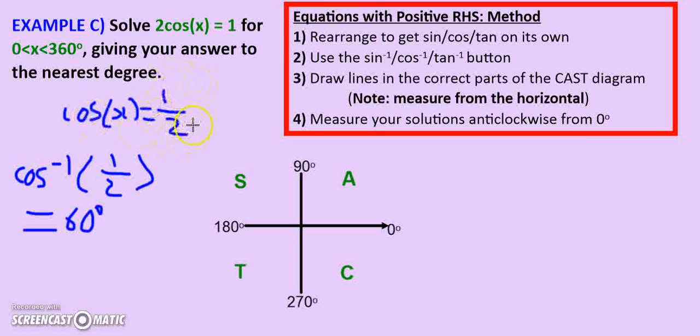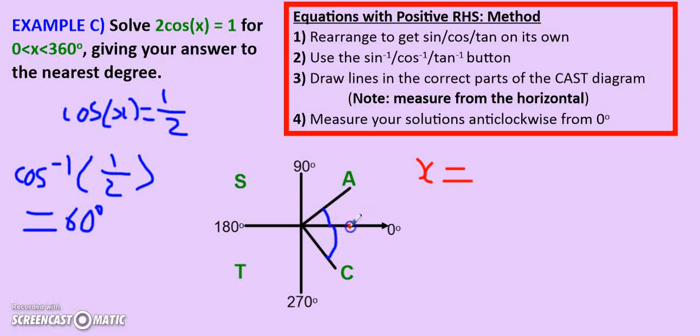Well, cos x is a half. It's a positive value, so that can happen where all three are positive, or it can happen here where cos is positive. And these ones have to be marked from the horizontal. So that's 60 degrees in there and 60 degrees down from there. So that gets us ready for step 4, which is to measure our solutions anti-clockwise from 0. Remember that that angle there is 60 degrees, as is the second blue angle downward.